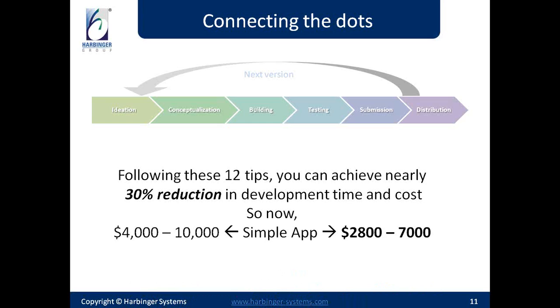If you relate it back to the slide from mobile car stats, it said that a simple application takes nearly $4,000 to $10,000 to build. With a 30% reduction, the same application can be built, with probably higher quality, in maybe $2,800 or $7,000. Now, if you extrapolate these figures to more complex applications, the savings are going to be enormous.